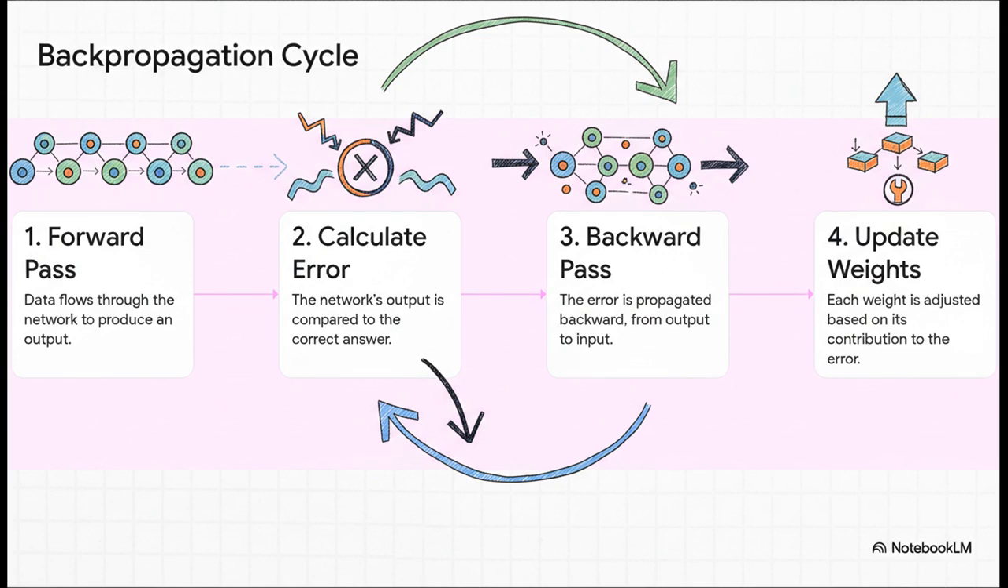This visual lays out the whole cycle perfectly. First, you do a forward pass, just like we talked about, where the data flows through and you get an output. Second, you calculate the error. Third, and this is the magic step, you do a backward pass. You take that error signal and send it backward through the network, from the output all the way to the input. As it goes back, the algorithm assigns a little bit of blame to every weight it passes. And finally, you update all the weights based on how much blame they got. This forward and backward dance is the engine that powers all of modern deep learning.